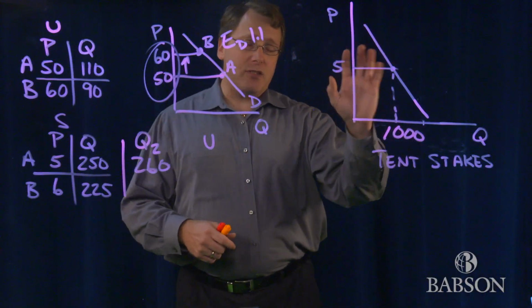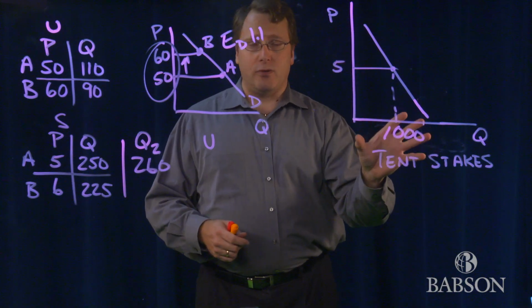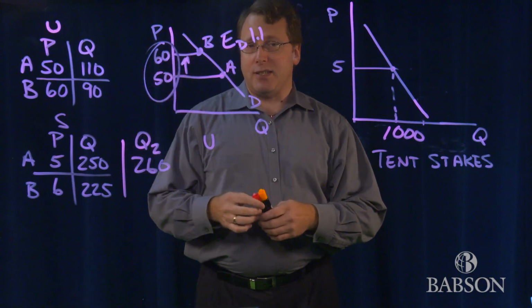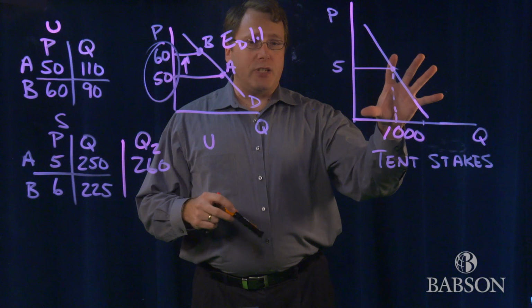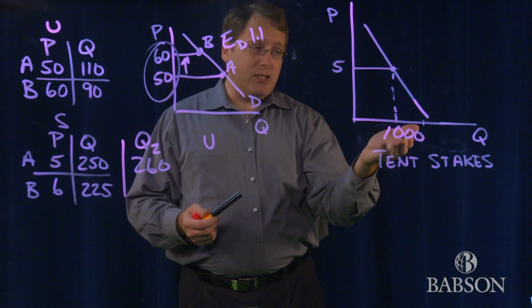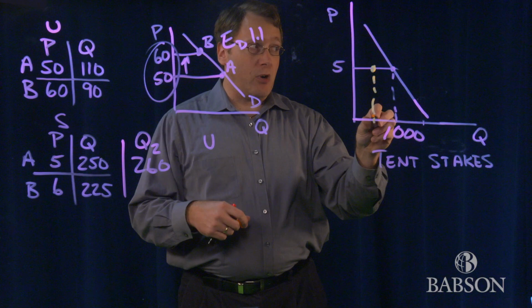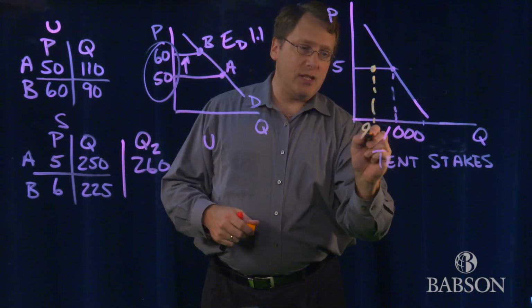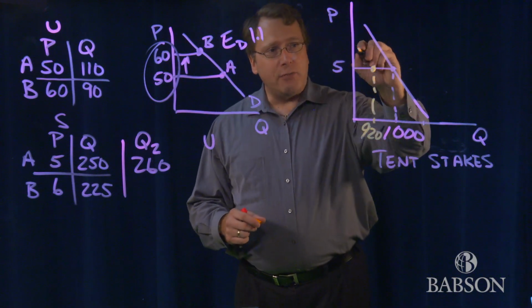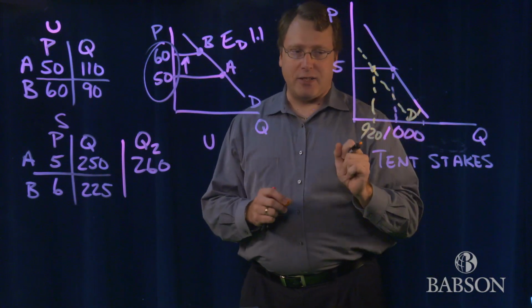So here I have the demand curve for tent stakes, and at a price of $5, there's 1,000 units sold. Now imagine that the price over here still rises from $50 to $60. What's going to change over here? Well, as the quantity of umbrellas drops, people need fewer tent stakes. So we would expect this to be now some smaller number. So let's imagine that that's 920. So a difference of 80 units here. That would represent a demand curve that's shifted to the left, right, as demand decreases.